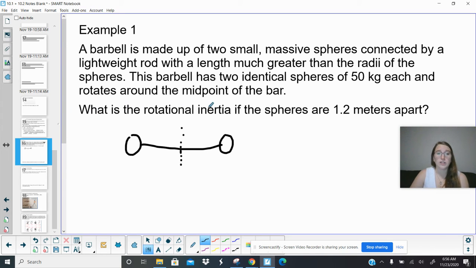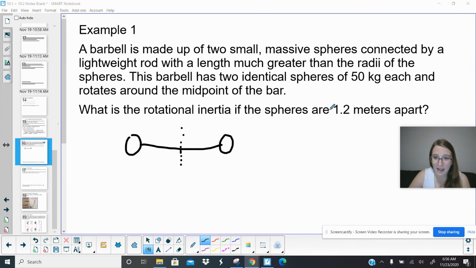So we want to know, what is the rotational inertia if the spheres are 1.2 meters apart? So there is some crazy bodybuilder out there who's just holding onto this barbell and rotating it about the center, and it's just going like this. It'd be very difficult to do. And they are 1.2 meters apart. Now what that means is from the center of their masses, they are 1.2 meters apart.